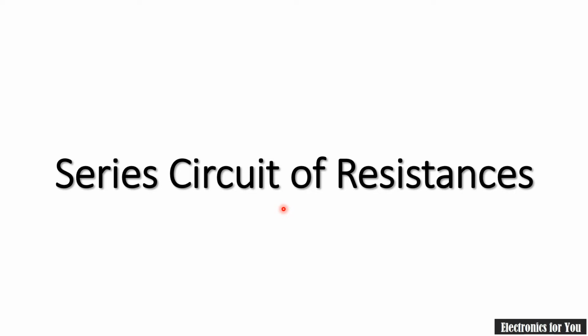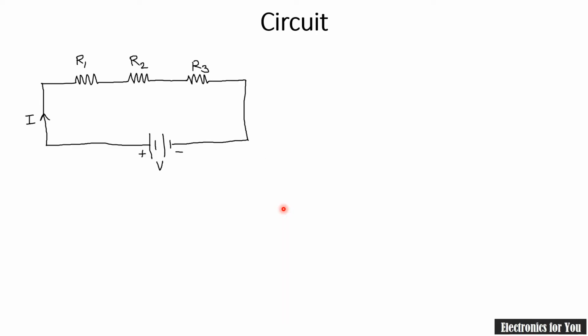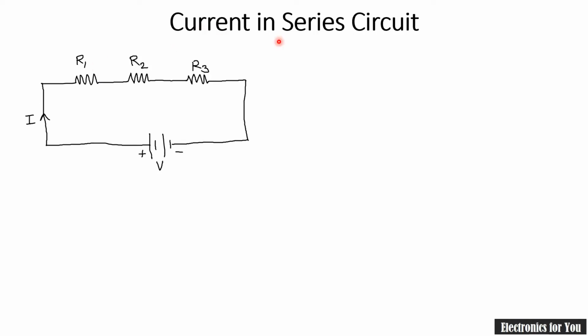Friends, in this video I will explain the series circuit of resistances. It means that three resistances will be connected in series like this. We have resistances R1, R2 and R3, and these three resistances are connected in series and a voltage source of V is connected here. Now we will discuss various parameters, that is the current, then the potential drops across each resistance and the equivalent resistance.